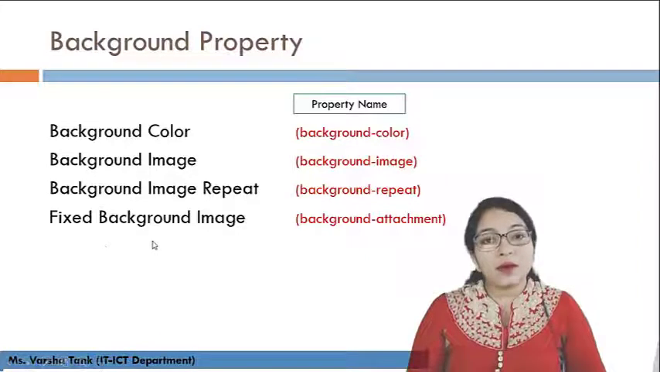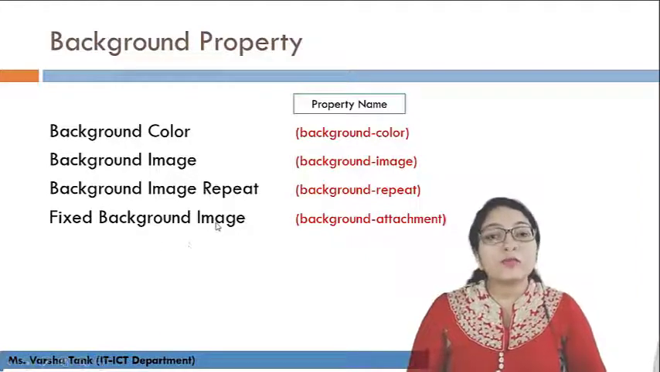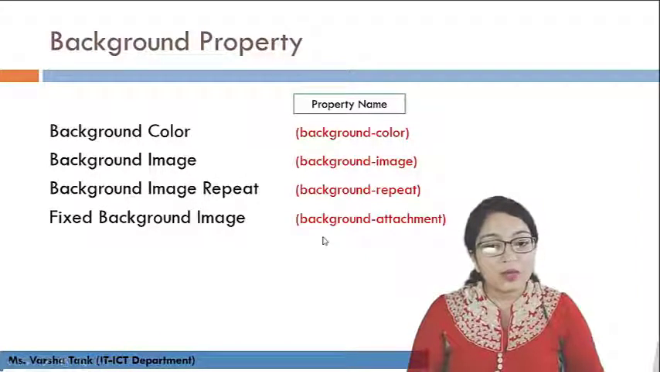Then fixed background image. That means suppose you want to fix the image in the background. At that time you can use the background-attachment fixed property. Here you have to write the property name and write its value as fixed. So your image will be fixed.